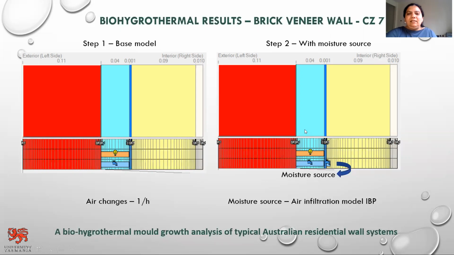Then we had an additional layer of analysis done, that is with the addition of a moisture source. And here, as per the laboratory testing done at UTAS by one of my fellow PhD friends, he has found that even in the laboratory testing, moisture is accumulated for a pliable membrane, irrespective of permeable or impermeable.